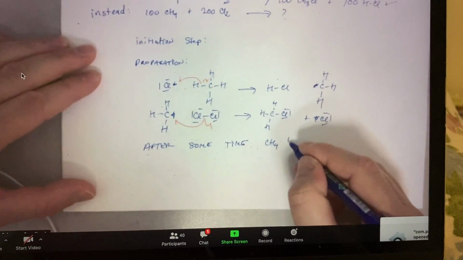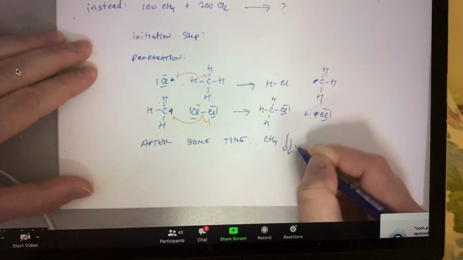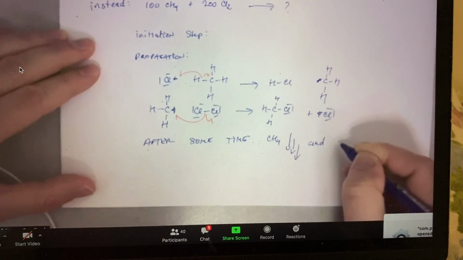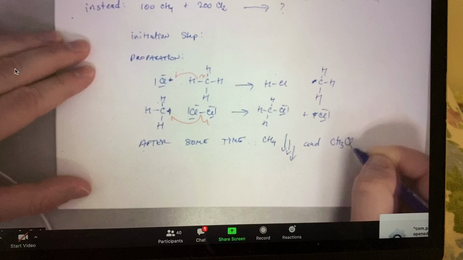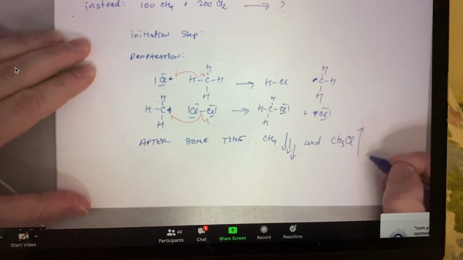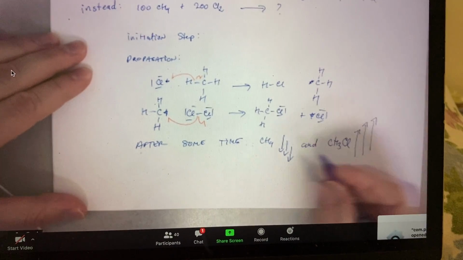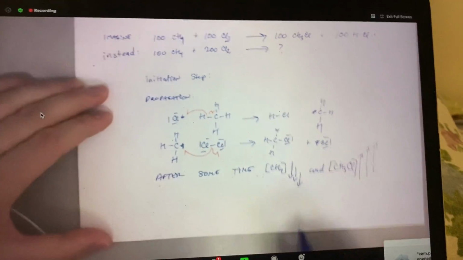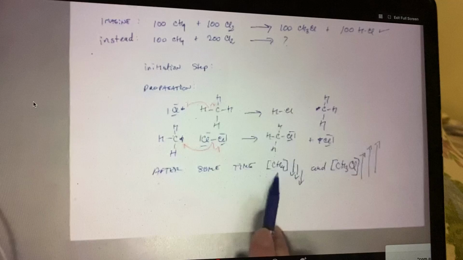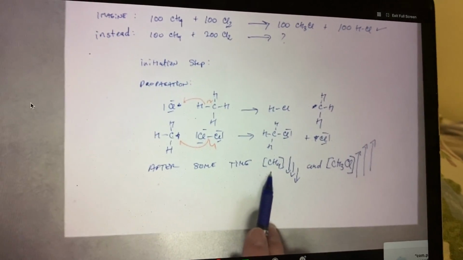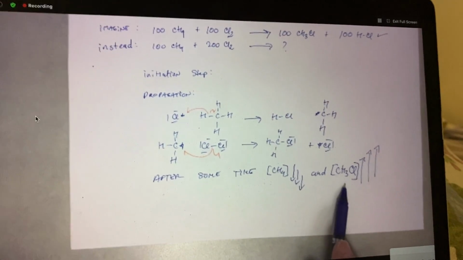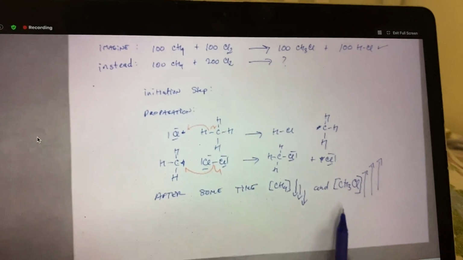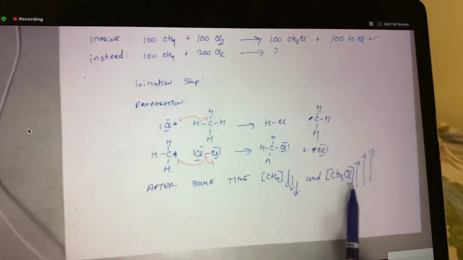CH4 goes down and CH3Cl is increasing in concentration. Let's actually put brackets around methane. Brackets around methyl chloride. So it literally means the concentration of methane is going down. The concentration of methyl chloride is going up. Let's just imagine. We start making more and more of this.